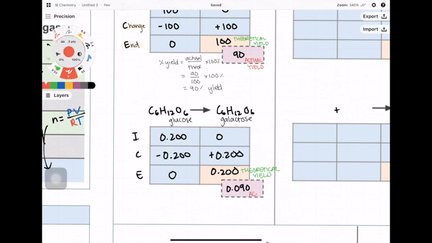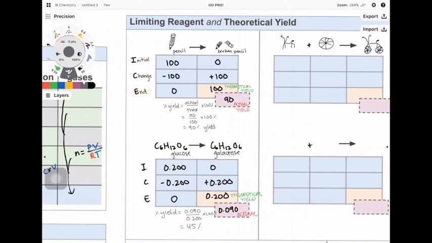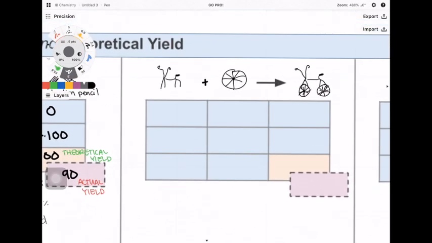Now again, let's say I do it in the lab and I actually only get 0.09 moles when I do the experiment. I can calculate my percentage yield as being my actual divided by theoretical, and that's 45%. So I only got 45% of what I was supposed to get.